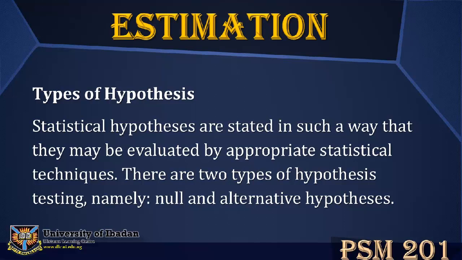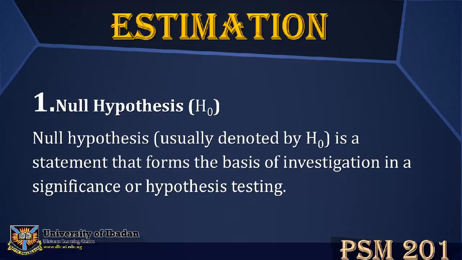Types of hypothesis. Statistical hypotheses are stated in such a way that they may be evaluated by appropriate statistical techniques. There are 2 types of hypothesis testing, namely null and alternative hypothesis. 1. Null hypothesis, H0. Null hypothesis, usually denoted by H0, is a statement that forms the basis of investigation in a significance or hypothesis testing. It is a statement that does not prejudge the phenomenon of interest, and it is usually a statement of no difference, no effect, and equality.